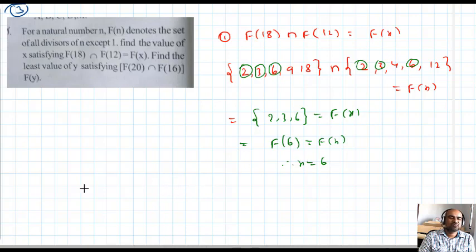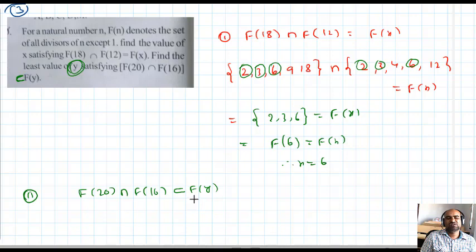First problem completed. I want to solve the second problem. Find the least y such that f of 20 intersection f of 16 is a proper subset of f of y. Something is missing a symbol here, proper subset. Okay, I will write proper subset. Such least y should be found.